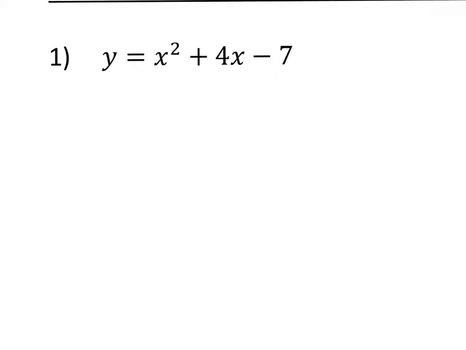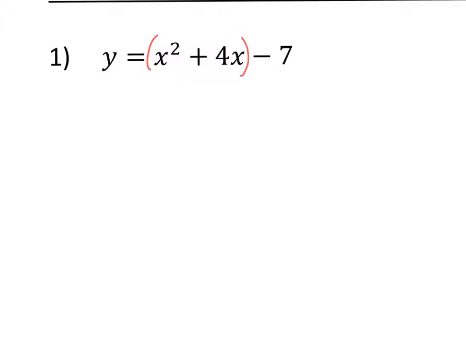The first step in completing the square is to put parentheses around your x's. First, we want to make sure that everything's on the same side, but in this case, it already is. So we're going to put parentheses around our x's.